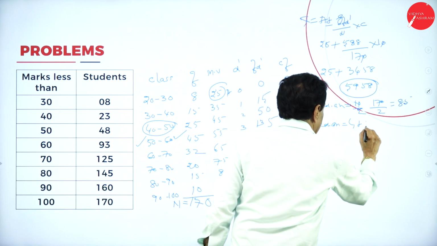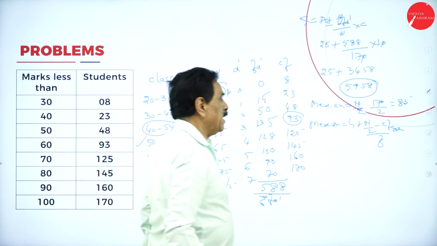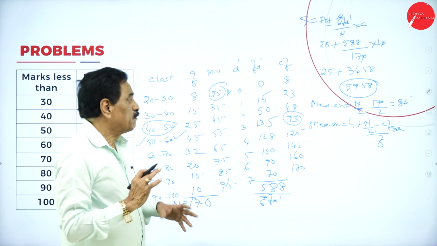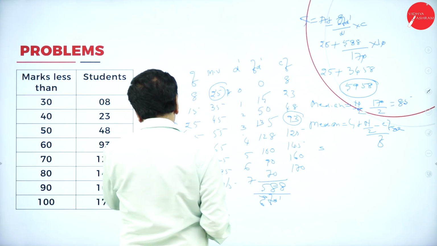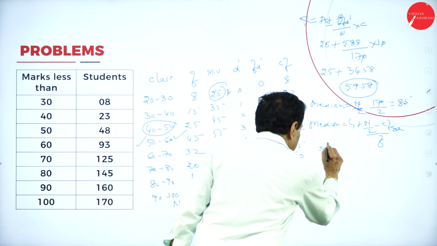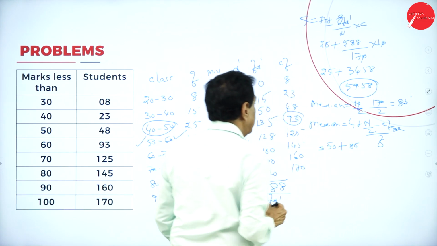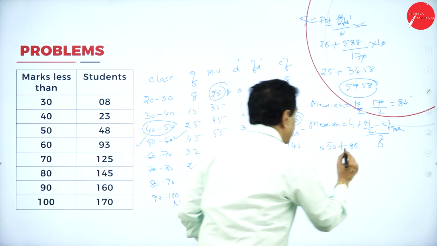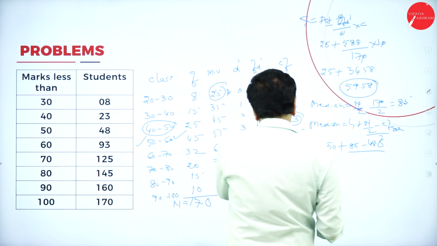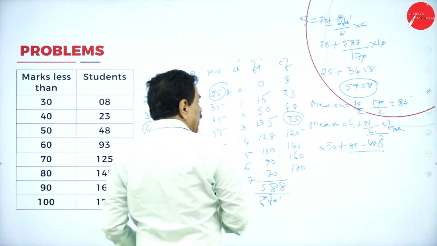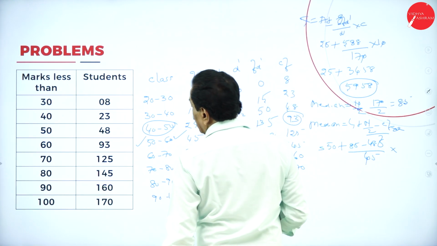L1 plus n by 2 minus CF over F into C. Median is equal to L1 plus n by 2 minus CF over F into C. What's your L1? Which limit? 50 to 60 is 50. What's your n by 2? 85. Where do we find 85? Under 93. The number behind is 48, divided by the frequency of that particular class, which is 45, into your class interval, which is 10.